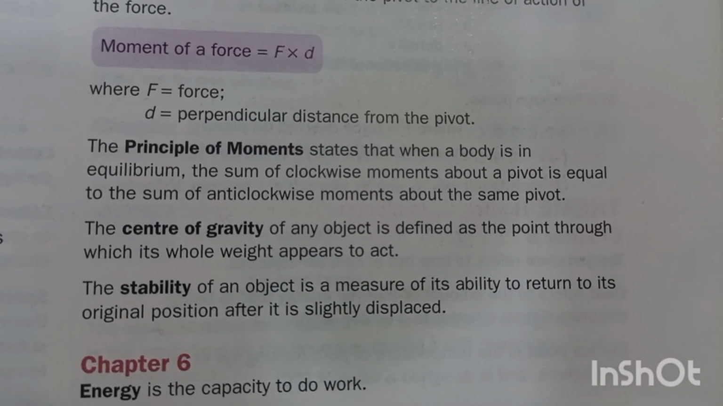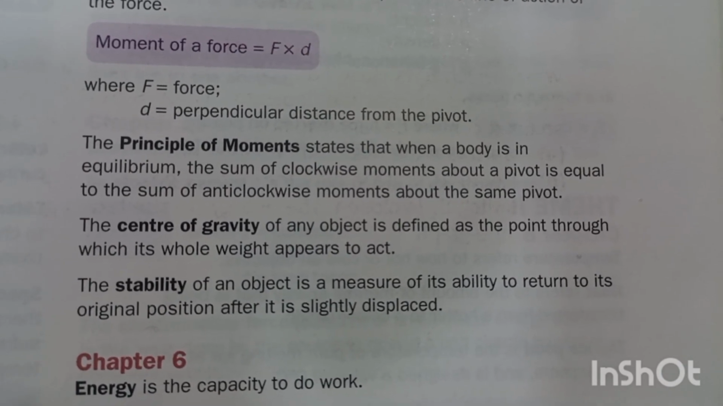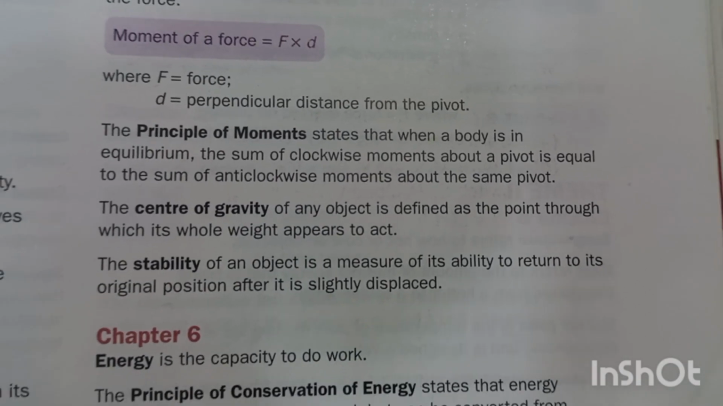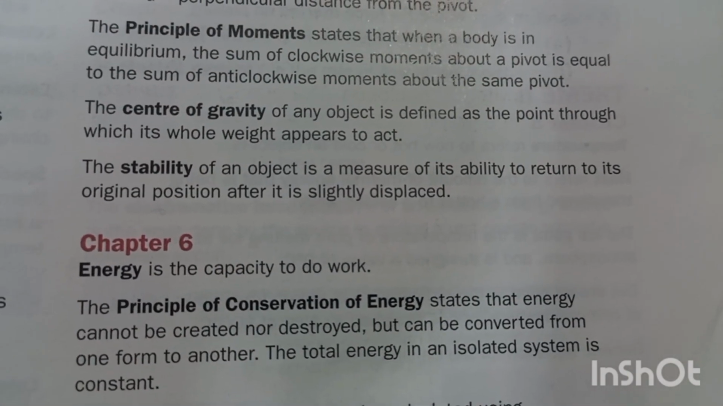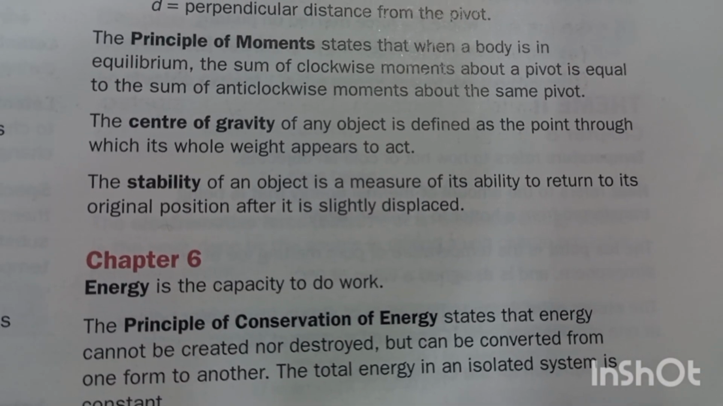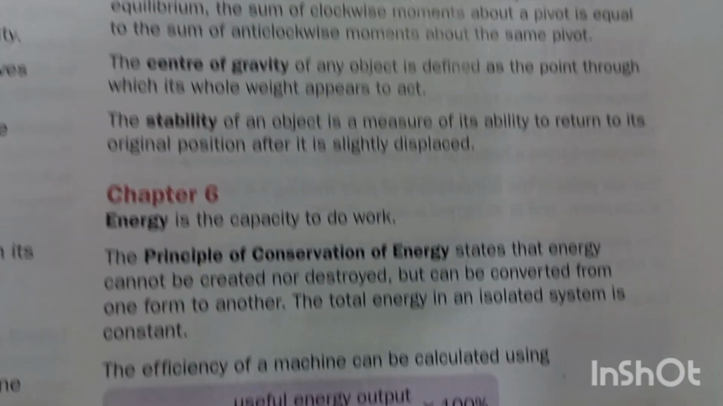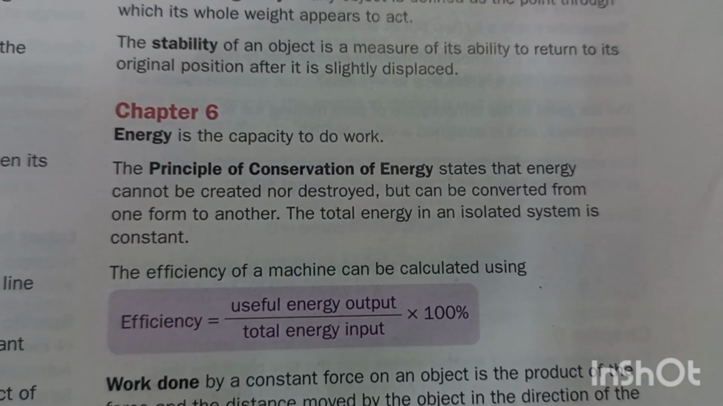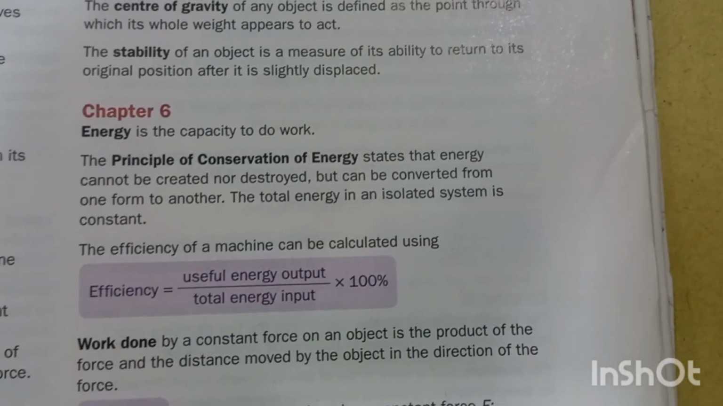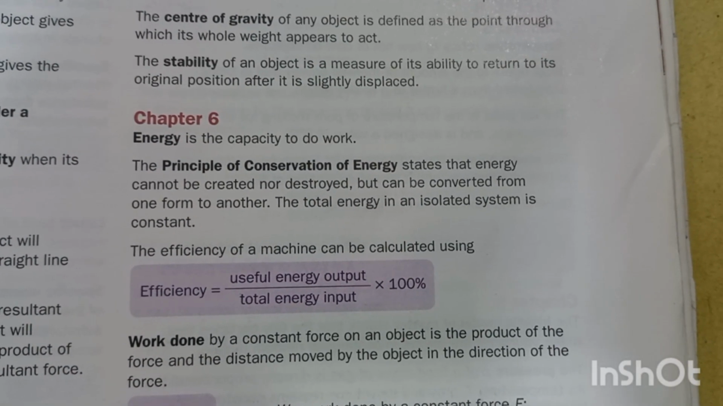The center of gravity of any object is defined as the point through which its whole weight appears to act. The stability of an object is a measure of its ability to return to its original position after it is slightly displaced. Then we have chapter number 6. Energy is the capacity to do work.